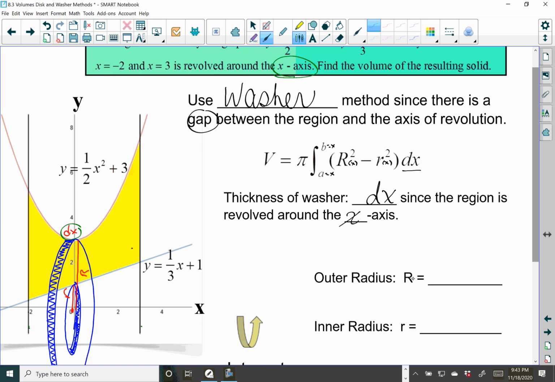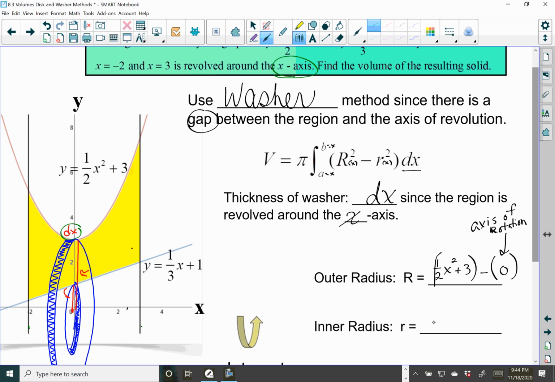The outer radius is going to be the farthest function away, so 1/2 x squared plus 3, take away the axis of rotation, which is, in this case, 0. Now, today we are not moving our axis of rotation. It is stuck at either the x or the y axes. But we definitely will start moving them, and then it starts getting more interesting. So that's why I put the 0 in there.